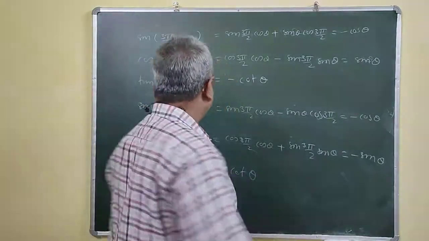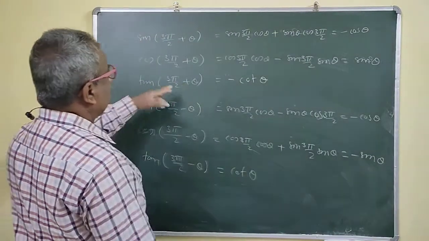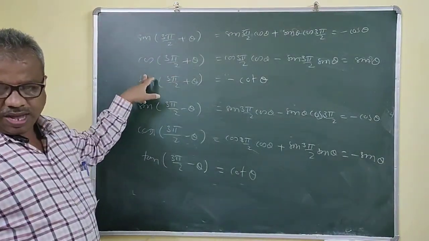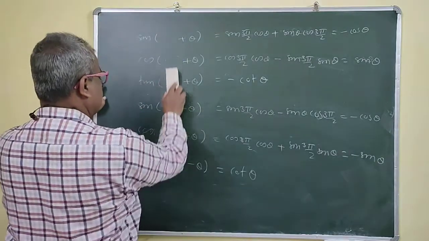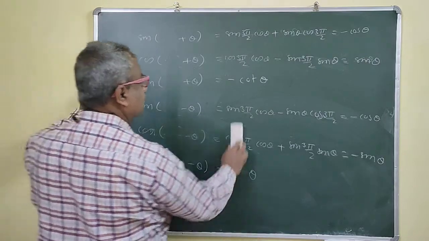Okay. So now 3 pi by 2. What we have seen: pi by 2, then pi, 3 pi by 2. Now we see 2 pi. So here we will replace this with 2 pi now.